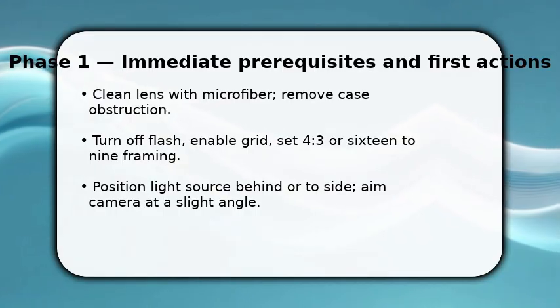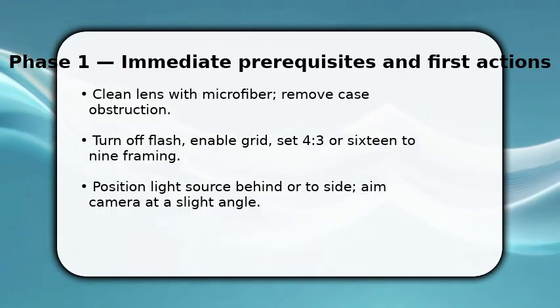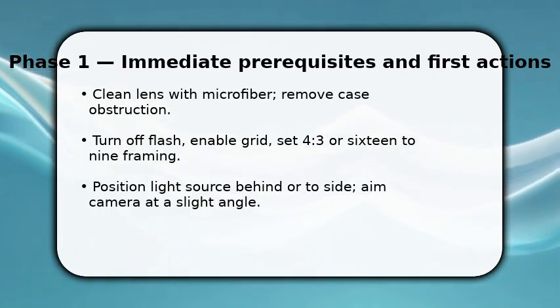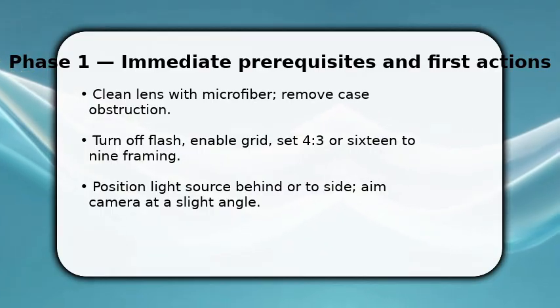Move your light source so it's behind or off to the side of your subject, and change the phone angle a few degrees. Small shifts often eliminate reflections without extra gear.